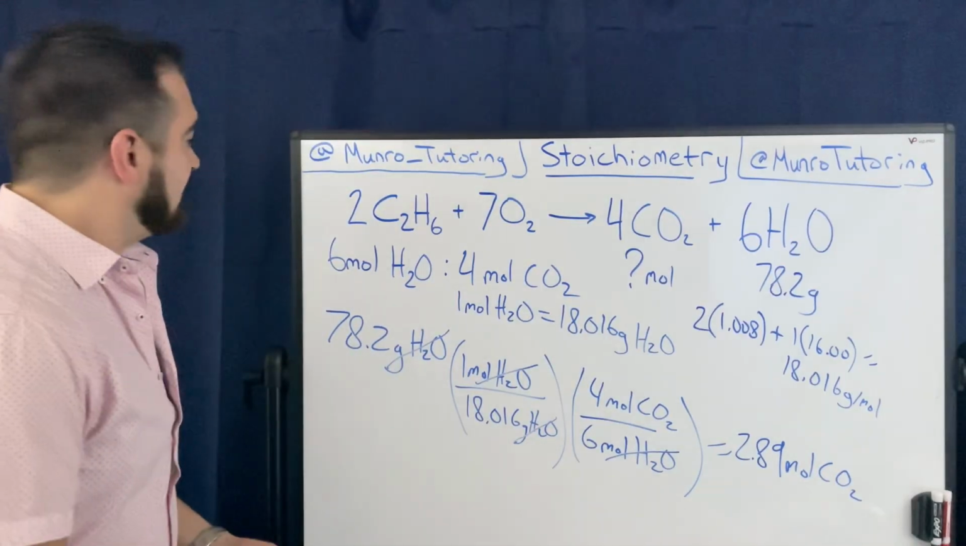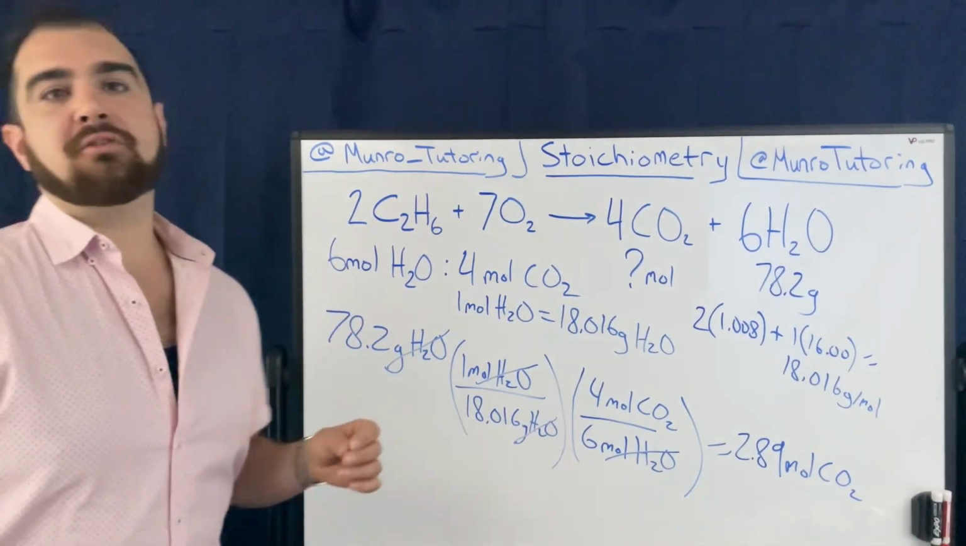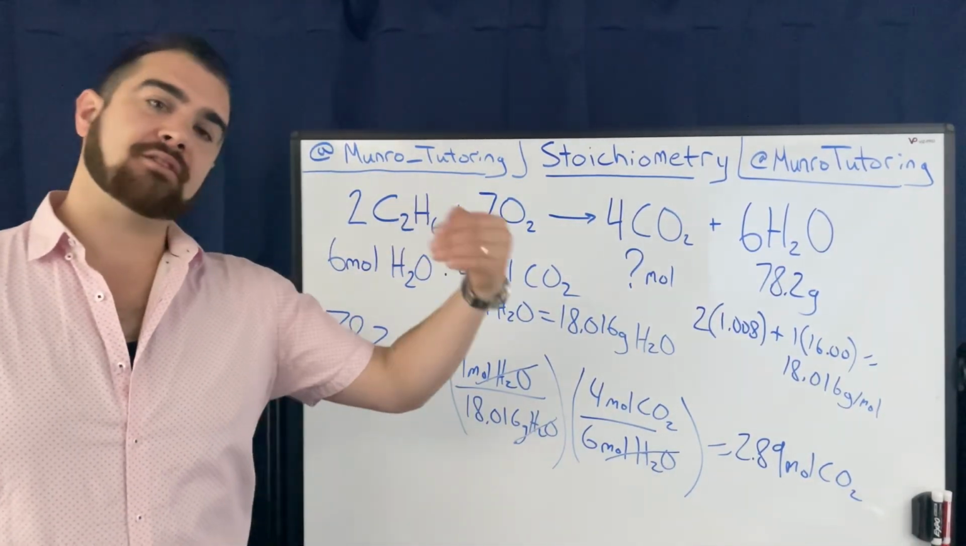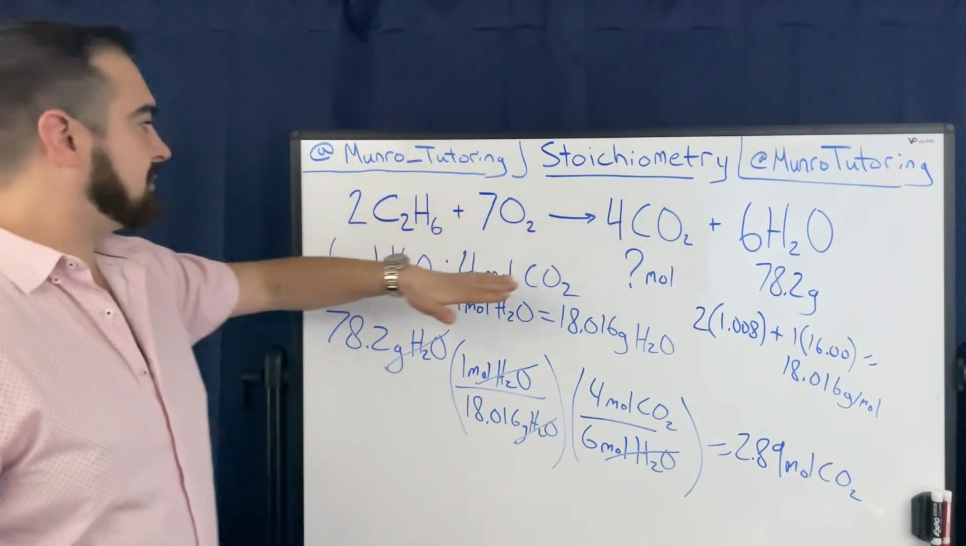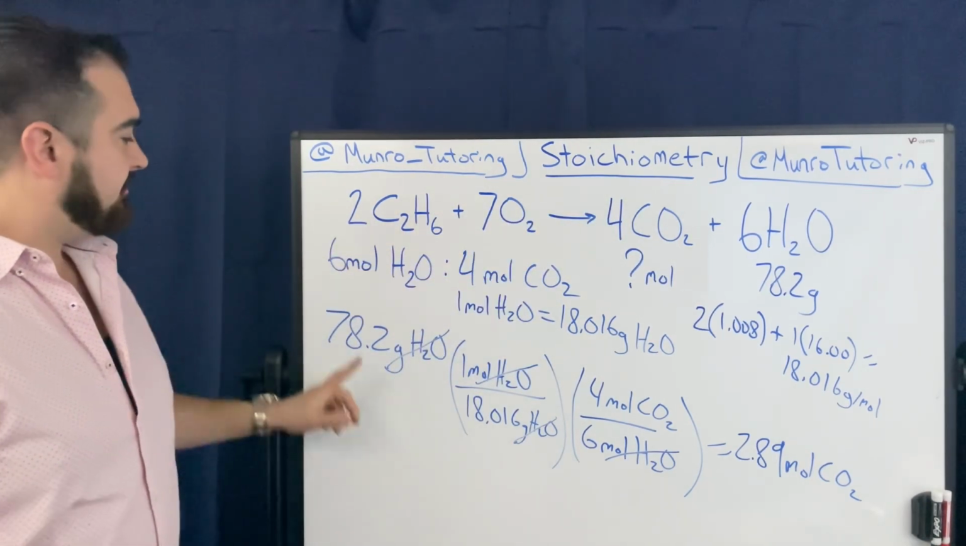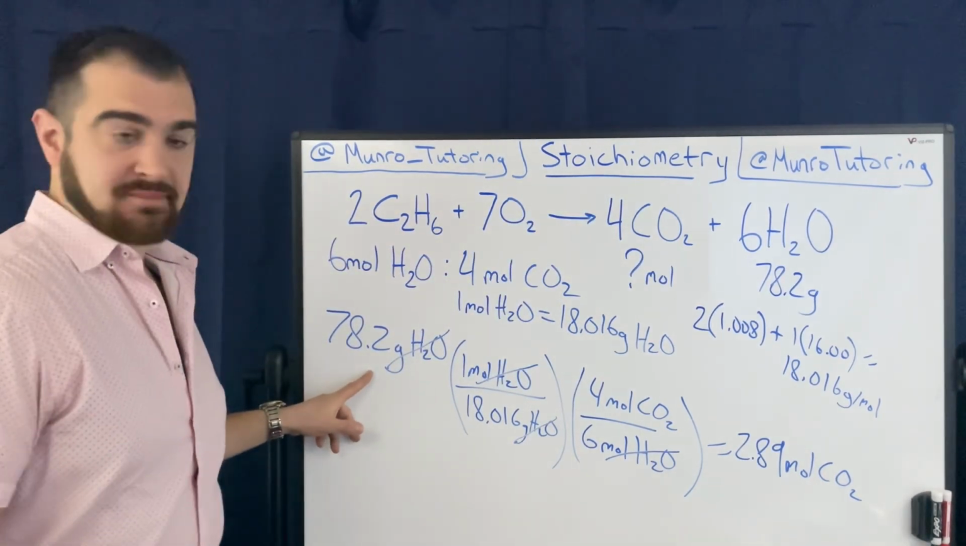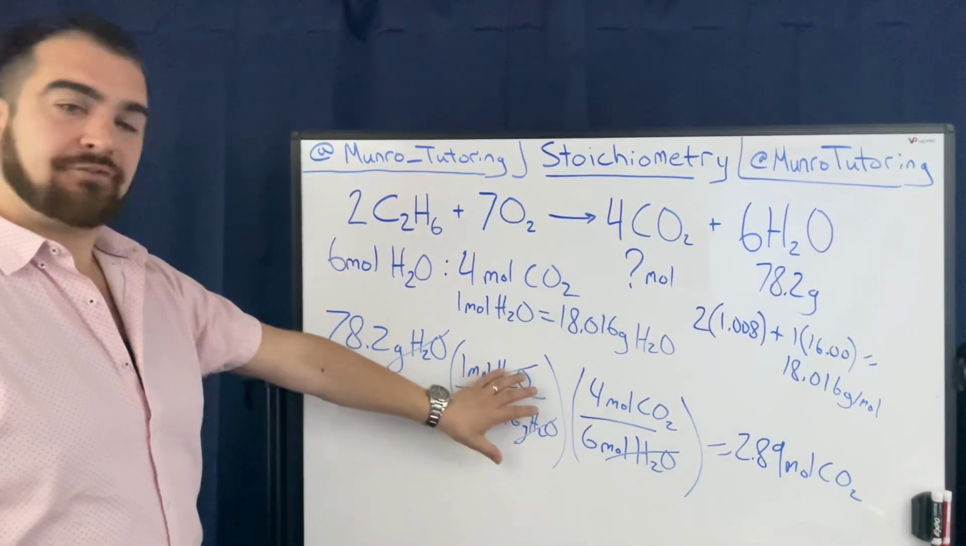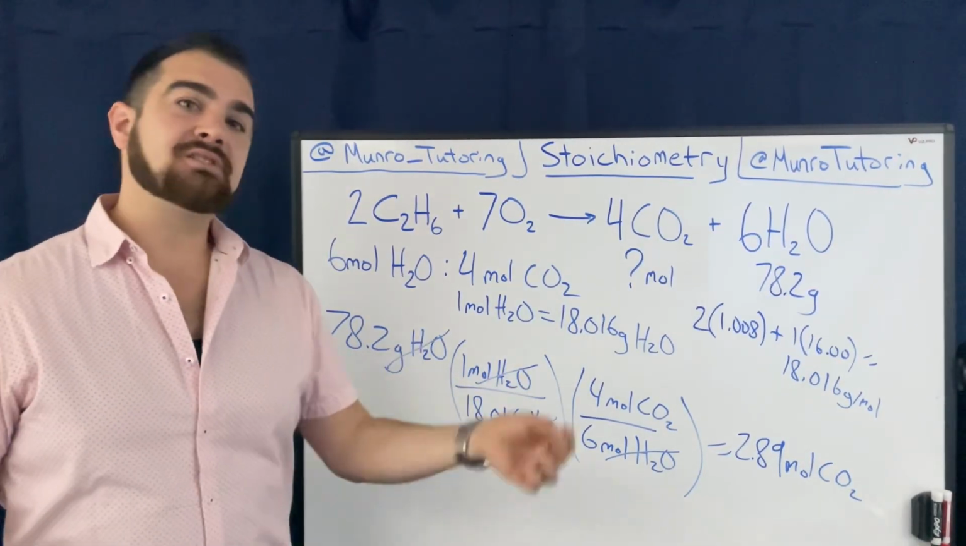All right, guys? So again, when we want to go from moles of one compound to the moles of the other compound, we use the coefficients and we write out our conversion factor. But if we're not given moles, if we're given grams, we have to get this into moles first, and we go from moles to mass or vice versa. It's the molar mass.